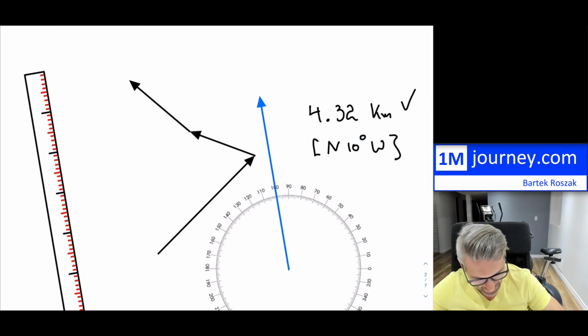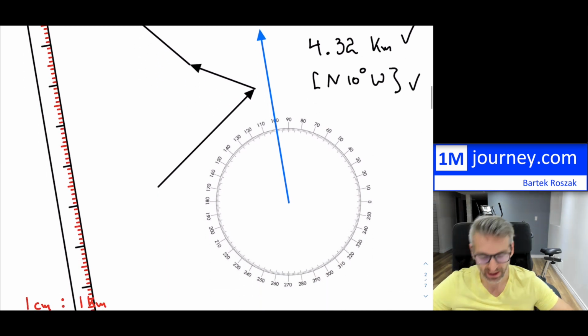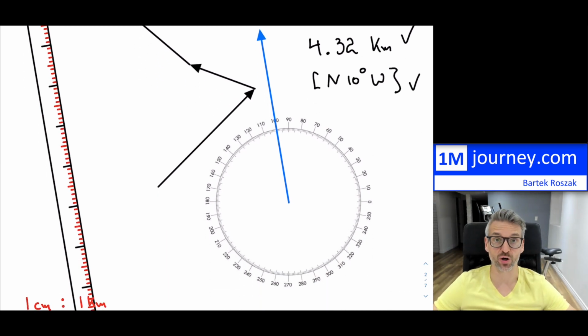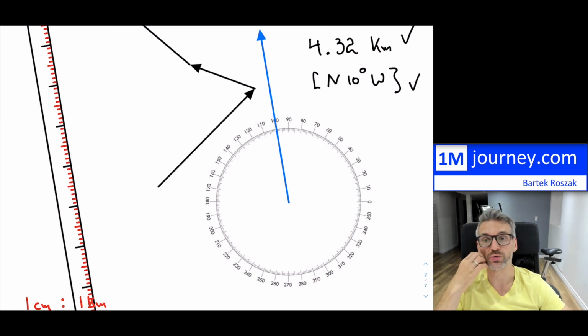So here is the magnitude, here's the direction, and that is my overall result. So that's how you would approach these graphing and scaling ones. And indeed, you need a protractor, you need some kind of a ruler. If you have those, you can certainly do something like this and start drawing things out for yourself.